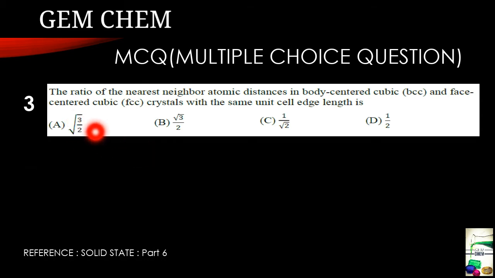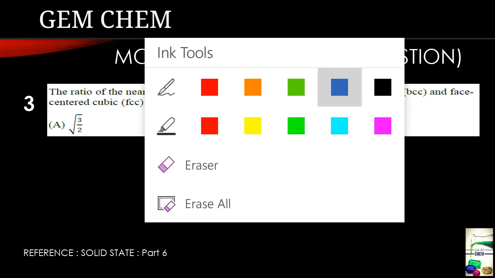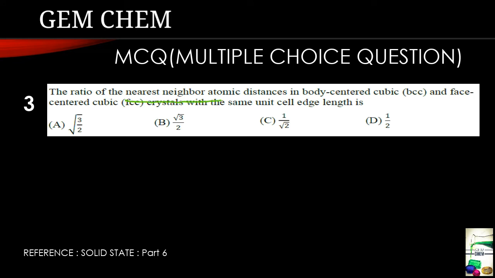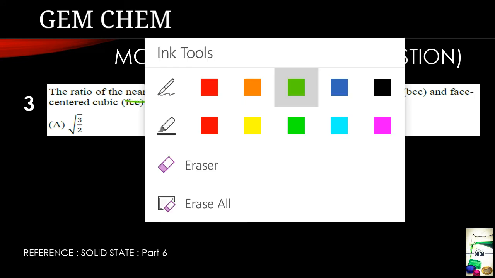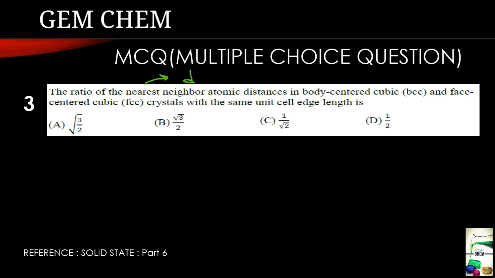Now see this one. The ratio of the nearest neighbor atomic distances in body-centered cubic and face-centered cubic crystals with the same unit cell edge length is. So we have to just take out the value of the nearest neighbors and then do the ratio. What do we mean by the nearest neighbor distance? This nearest neighbor distance refers to the value of d. Okay, always remember nearest neighbor value refers to the value of d. So we can find the value of d.